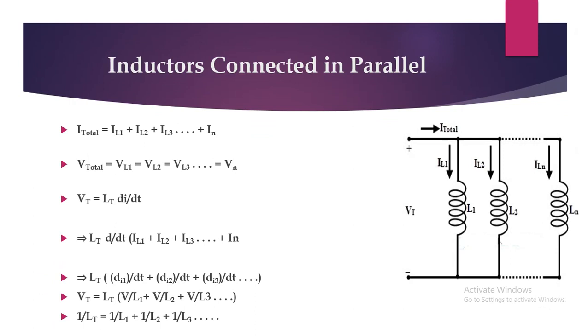There is one more connection for inductances, that is the parallel connection. When we connect the coils like this, as we know, in a parallel circuit the voltage is the same but the current is different. Here we use the KCL law to calculate the currents to get the effective value of inductance. When we apply KCL at every node, we get I total is equal to IL1 plus IL2 plus IL3 and so on plus IN.